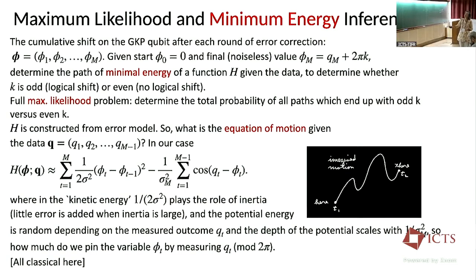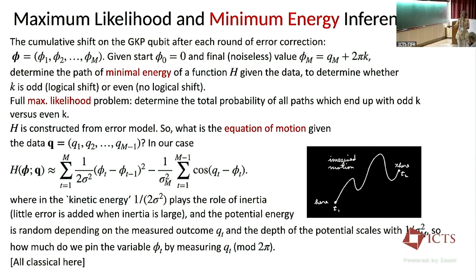Okay, so how do I get my h? The h is like an equation of motion. Well, h is really like a Hamiltonian. This gives you the equation of motion. And one can derive, so the data are the sequence of measurements, q1 to q(m-1), and you can derive that this Hamiltonian is this.